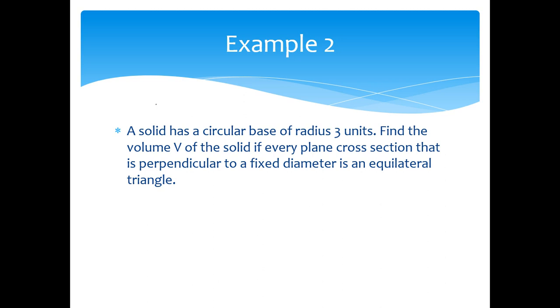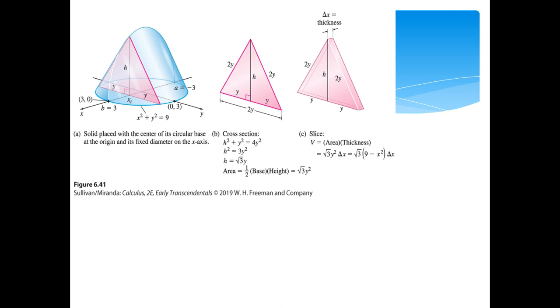Okay, a solid has a circular base of radius 3 units. Find the volume V of the solid if every plane cross-section that is perpendicular to a fixed diameter is an equilateral triangle. So obviously this is the shape we have, and then we are slicing it up in terms of triangles, and each and every triangle is an equilateral triangle.